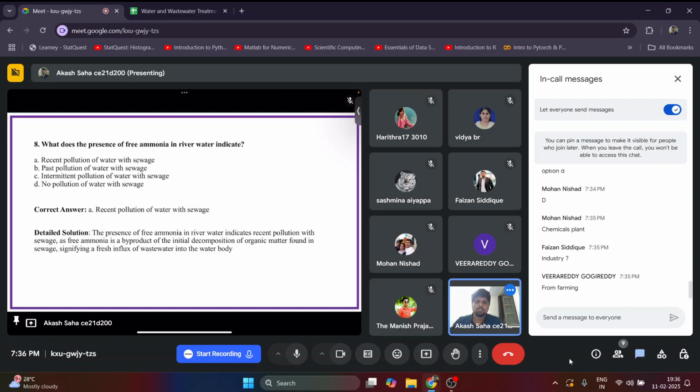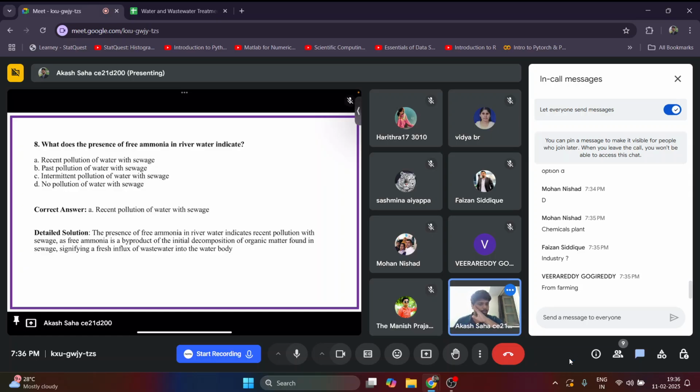So if it is a recently polluted thing, then more and more ammonia will be produced. And as it flows with time, if aerobic conditions are there, we are having more DO and some nitrifying bacteria are there, then this ammonia will change to nitrite and then to nitrate.